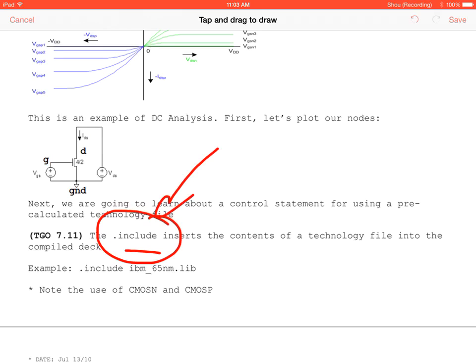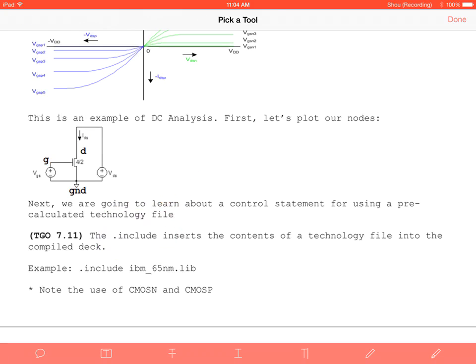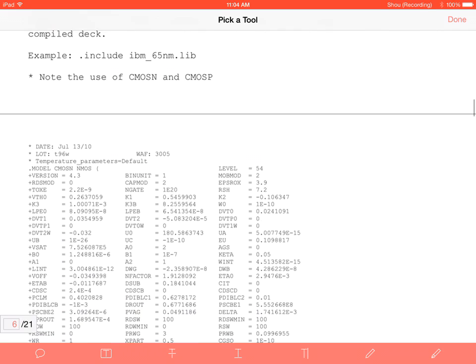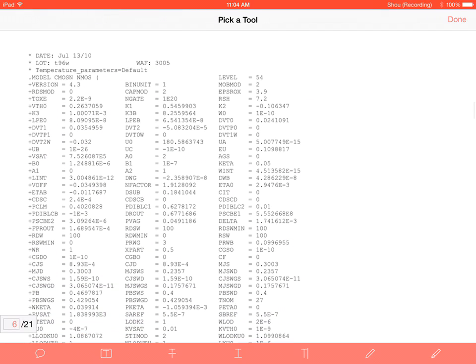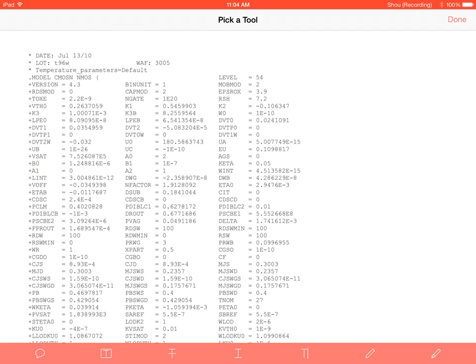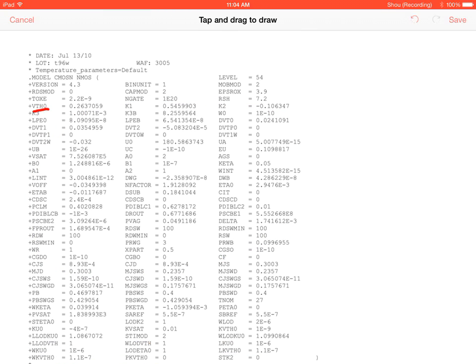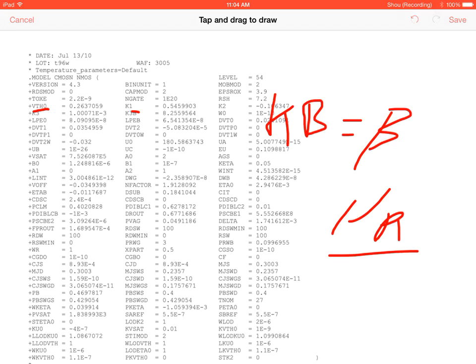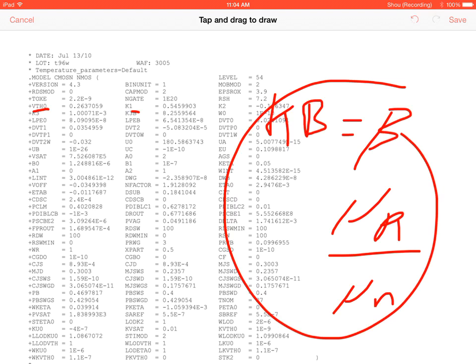You include a technology file, and I uploaded a bunch of those to Blackboard that you can take a look over. You can use those to simulate your file. We're going to learn a little bit about what all this means. Most of this is underlying physics, but we have some capacitance values. We have initial threshold voltage. We're going to learn about K values. We're going to use KB to relate beta and our mobility functions. We'll discuss this later in lecture today.